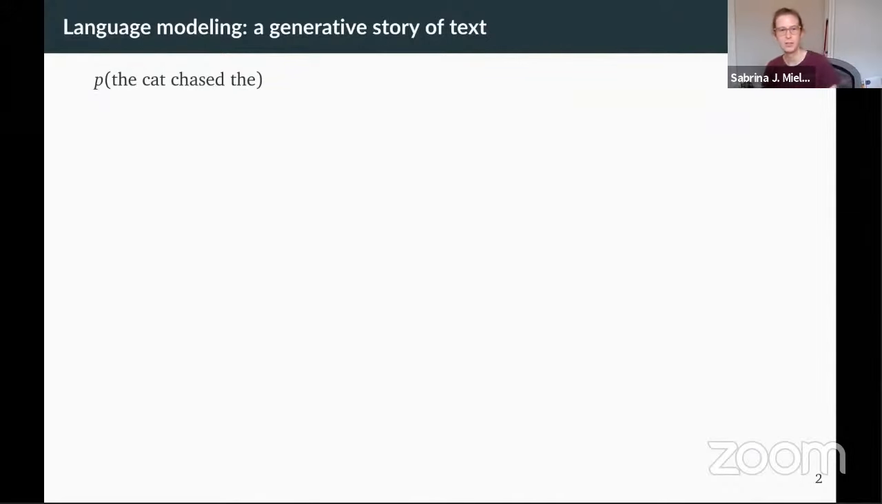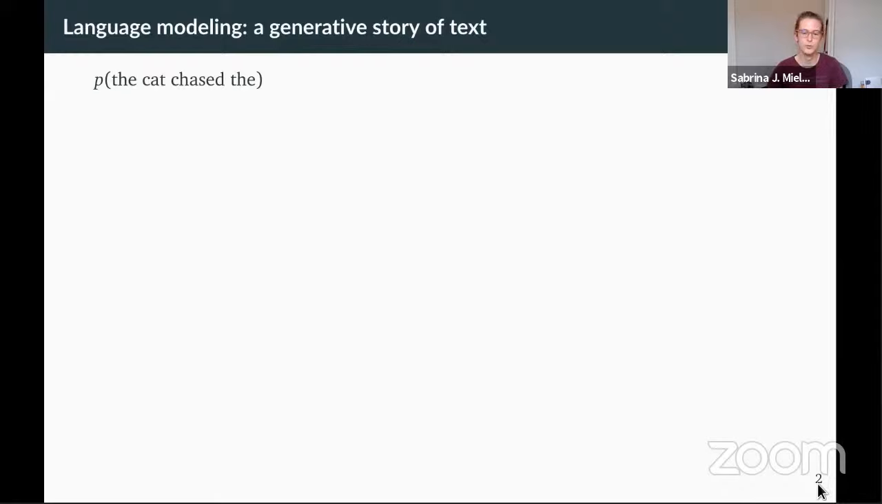First of all, since I'm going to be talking about language modeling throughout this talk, I thought it was important that we actually settle on what this means, just so we're on the same page. Language modeling in NLP is a generative story of text. We want to have a generative model that is basically just a probability distribution over text. So if we have this really amazing short sentence that's not even grammatical, but whatever, "the cat chased the", you can imagine it goes on.